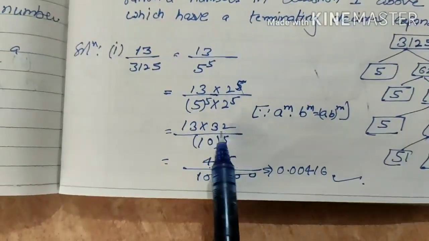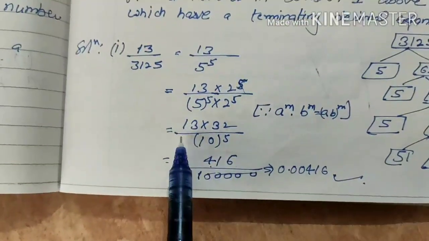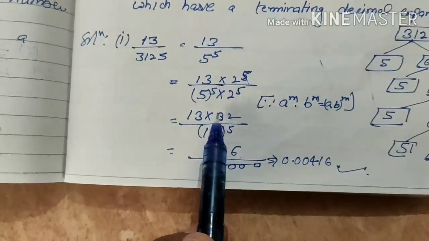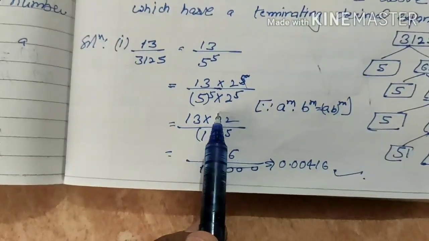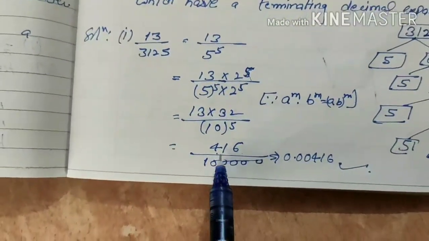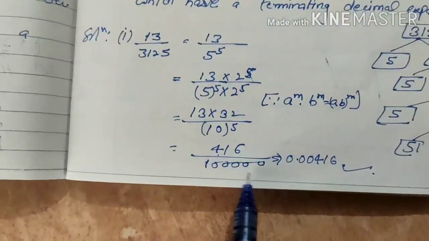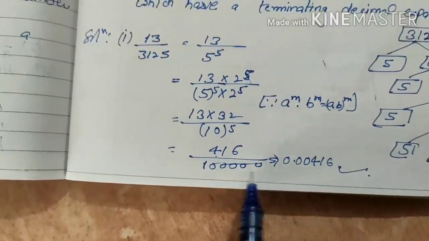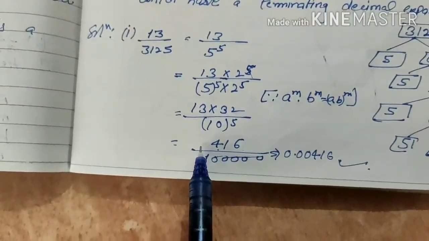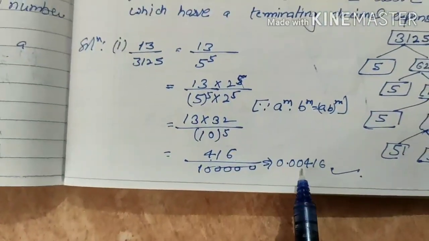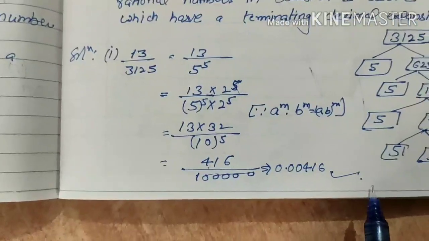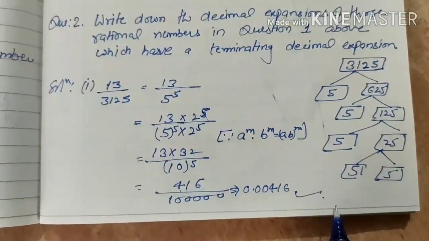So 13 into 32 becomes 416. You can see 13 times 2 is 26, so 2 will remain here as a carry, and 13 times 3 is 39, plus 2 becomes 41. So this will be 416 upon 10 to the power 5, that is 1 lakh. So put the decimal after 5 digits from the right side. So you can see here this rational number becomes 0.00416. This is all about part number 1. Pause the video and note it down.